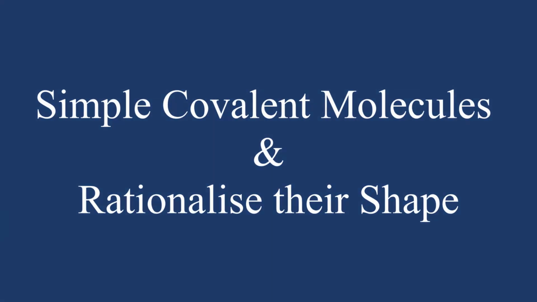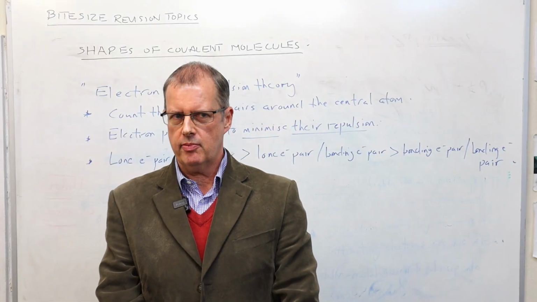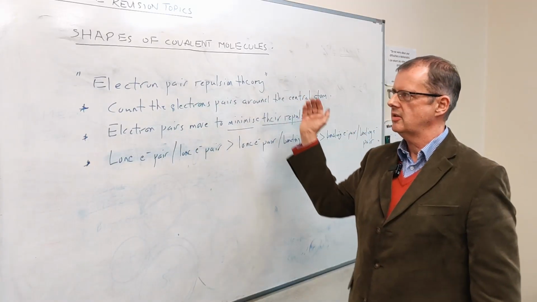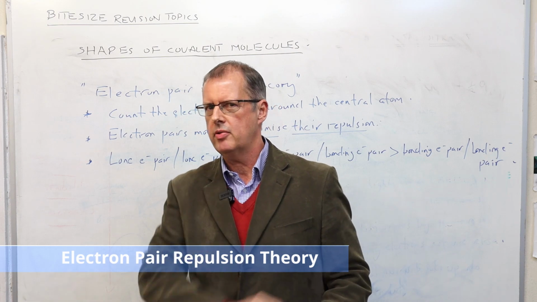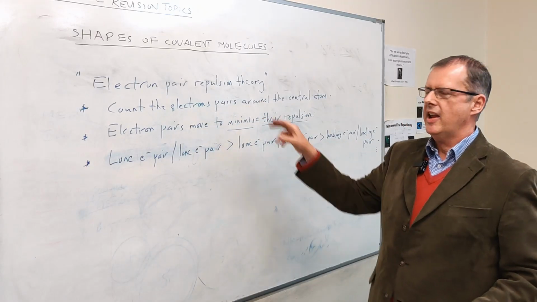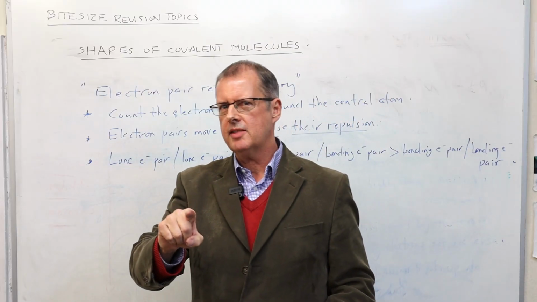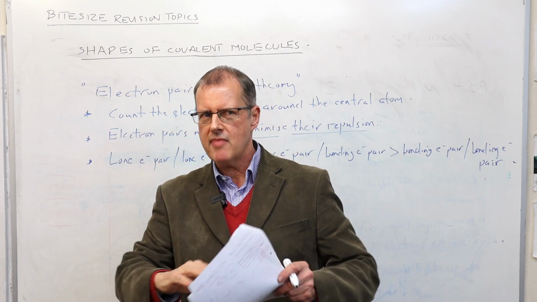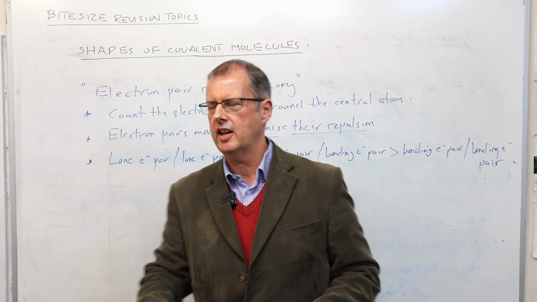I want to now focus on simple covalent molecules and rationalise their shape. The way we rationalise the shape of simple covalent molecules is to follow a few simple rules. This is known as the electron pair repulsion theory, and it gives very reliable predictions. You count the number of electron pairs around the central atom. You then assign the electron pairs moving to a position of minimum repulsion. They go to maximum spatial orientation or minimum repulsion. This will become clear in a minute.